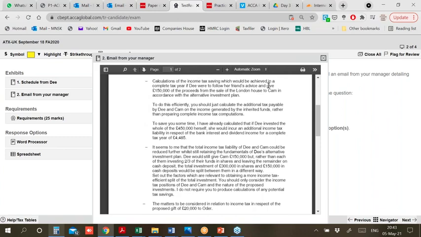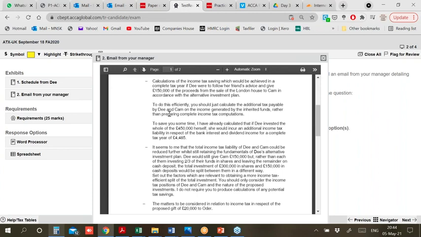Calculations of the income tax saving which would be achieved in a complete tax year if D were to follow her friend's advice and give 150,000 of the proceeds from the sale of the London house to CAM in accordance with alternative investment plan. So okay, there's some D. His friend has advised him something regarding the proceeds of London house. I do not know who the London house is, that he should give the proceeds to CAM. I do not know at the time who the CAM is, but I'm trying to get an idea of what the question would have related. Proceeds may tell me that it may relate to CGT.